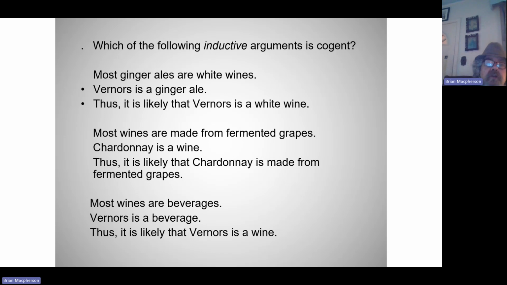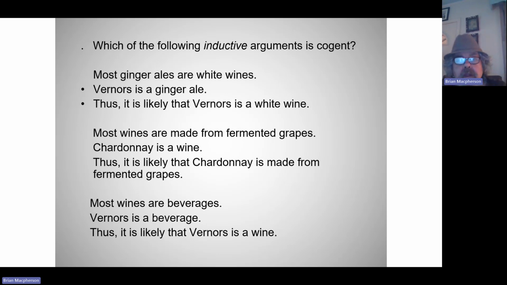All right, so let's look at the top argument. Most ginger ales are white wines. Vernors is a ginger ale, thus it is likely that Vernors is a white wine. Okay, now let's think about that one. It says most ginger ales are wines. I don't think that's true. Do you? Vernors is a ginger ale, as far as I know. Thus, it is likely that Vernors is a white wine.